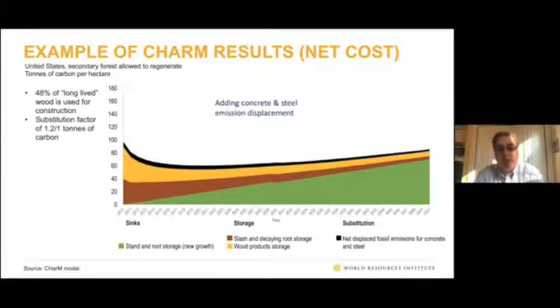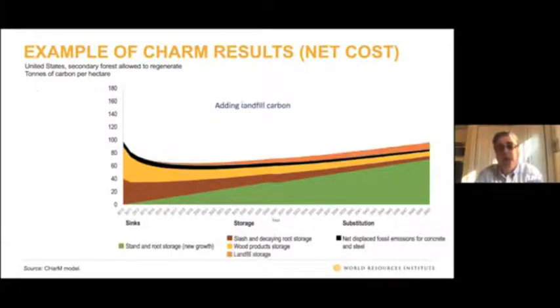Then the material that goes into long-lived products displaces other material, concrete and steel, and you get a benefit from that. Here we're using a substitution factor that's a mid-range, or actually the average estimate, of 1.2 to 1, which means for every ton of carbon in the wood, you save 1.2 tons of carbon in concrete and steel. But you see a lot of numbers that are a lot lower. For example, in the paper by Jacquina that was mentioned, I think it's more like 0.5, but this is 1.2. And then over time, wood gets thrown away.